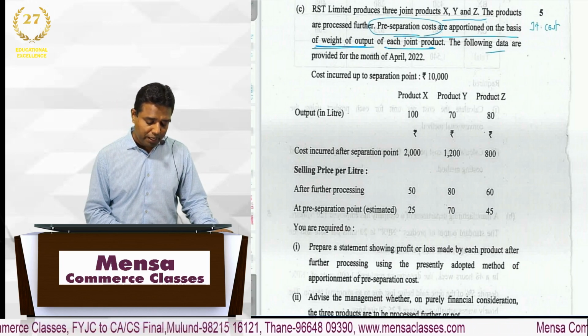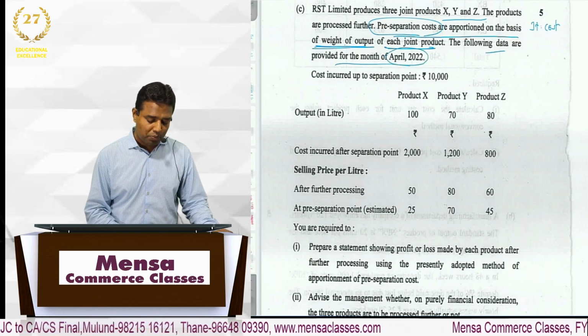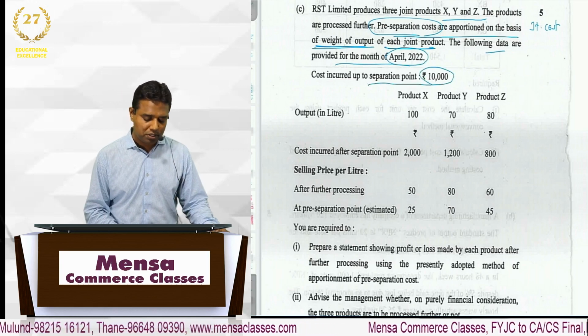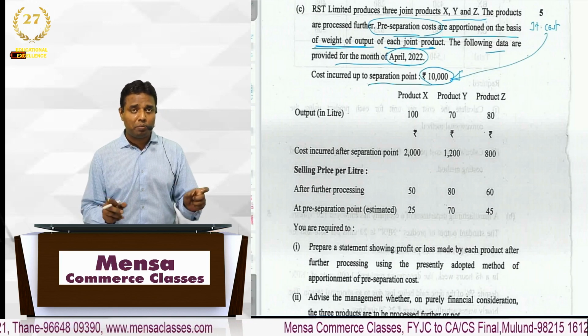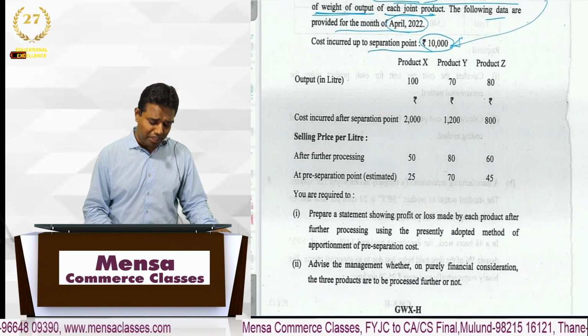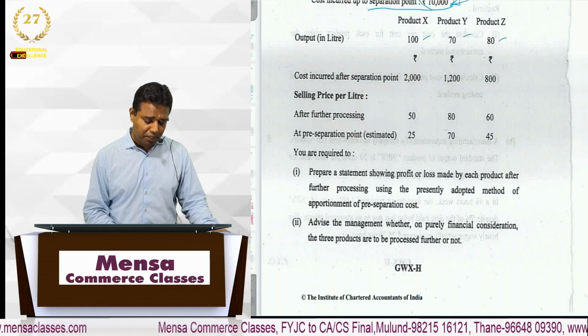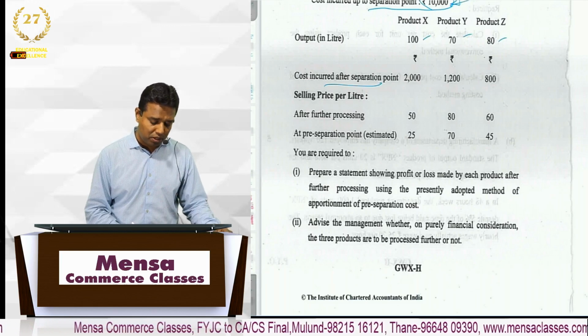The following data provided for the month of April 2022. The cost up to the separation point, that's why it's the joint cost. The joint cost is 10,000 rupees, which will be apportioned on what basis? The weights. Very clearly given. Output is 100, 70, 50. After the separation is done, extra cost.